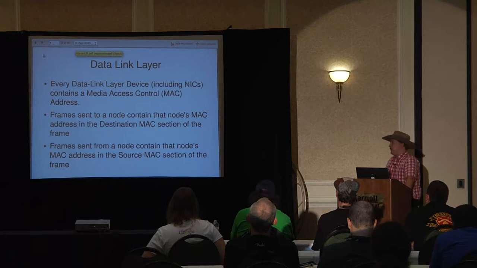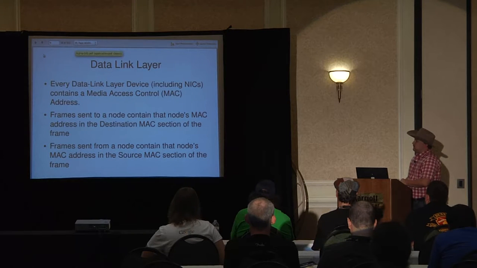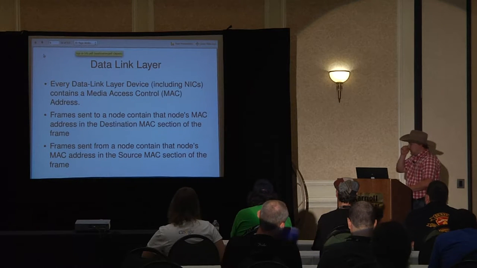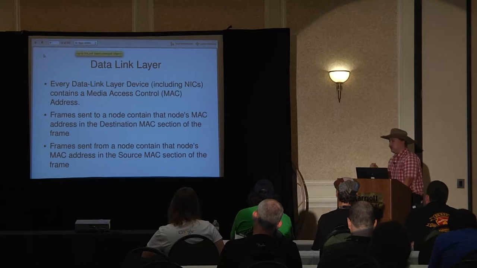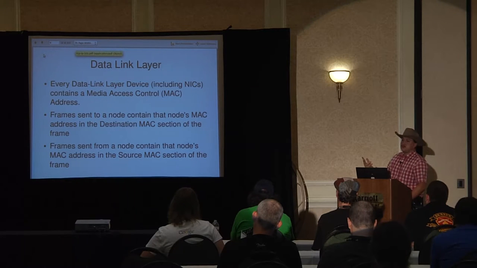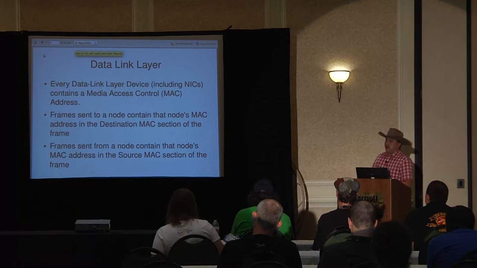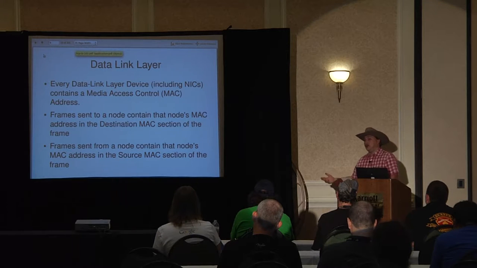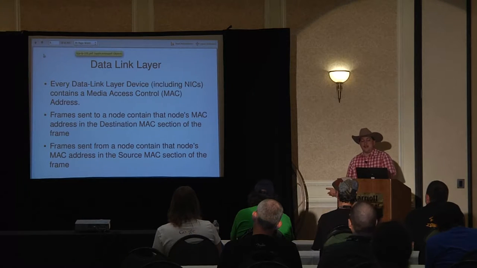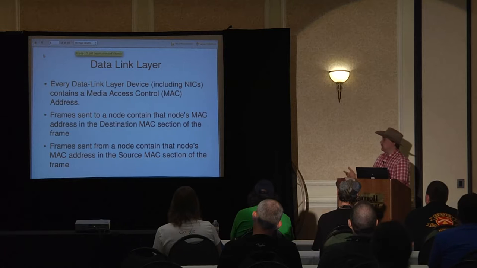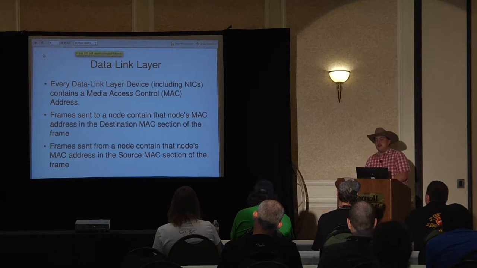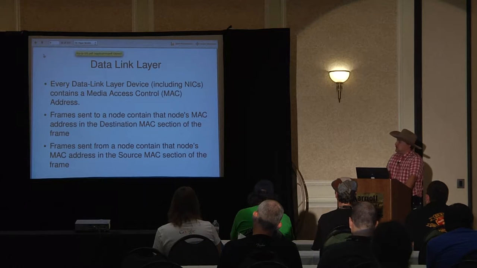When a frame goes out on, say, Ethernet, there are two MAC addresses included: a source MAC address, where it's coming from, and a destination MAC address, which is the next hop that it's going to. We'll understand that a little more when we talk about the network layer next. But with the data link layer, you can't do any sort of routing. There's no routing whatsoever.